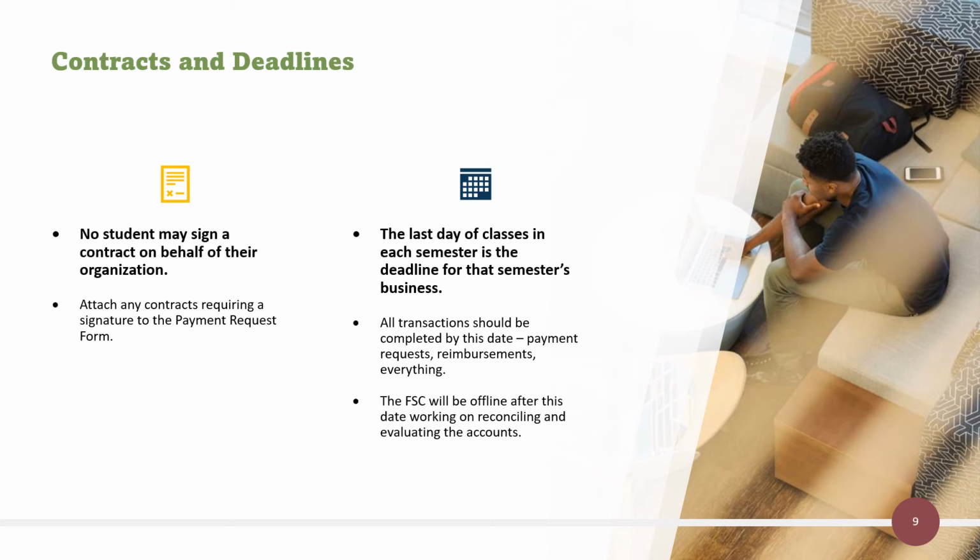Deadlines. The last day of classes in each semester is the deadline for that semester's business. All business related to the fall semester needs to be completed by the last day of fall classes. That would be payment requests, reimbursements, everything. The Financial Services Center will be offline after this date, working on reconciling and evaluating accounts.